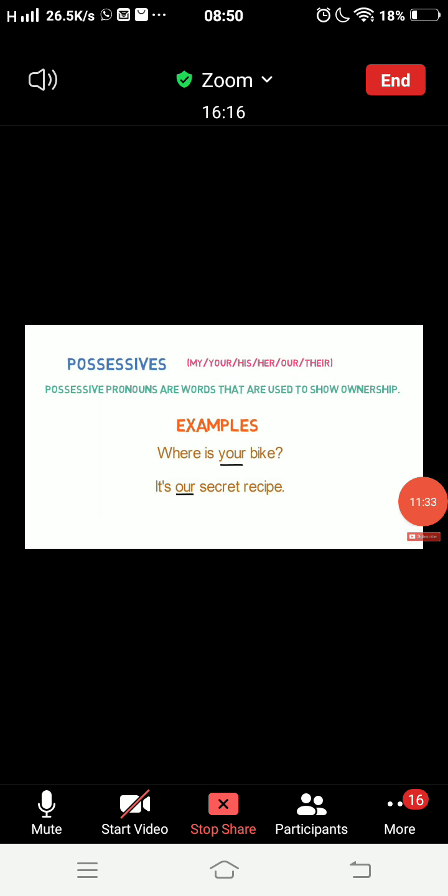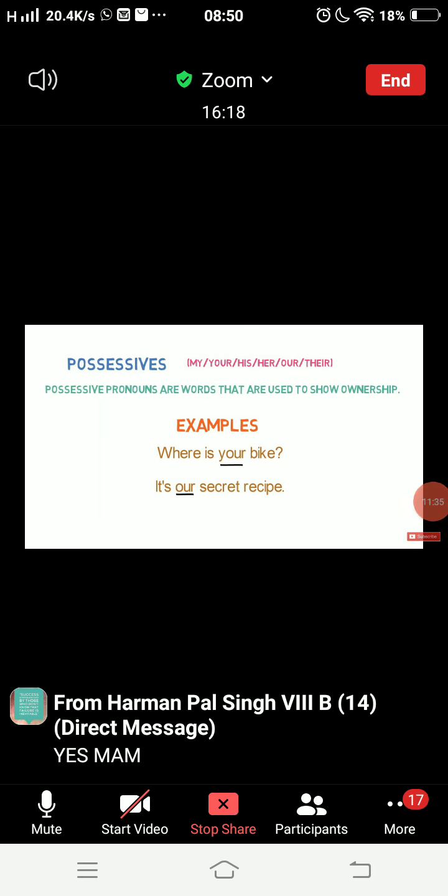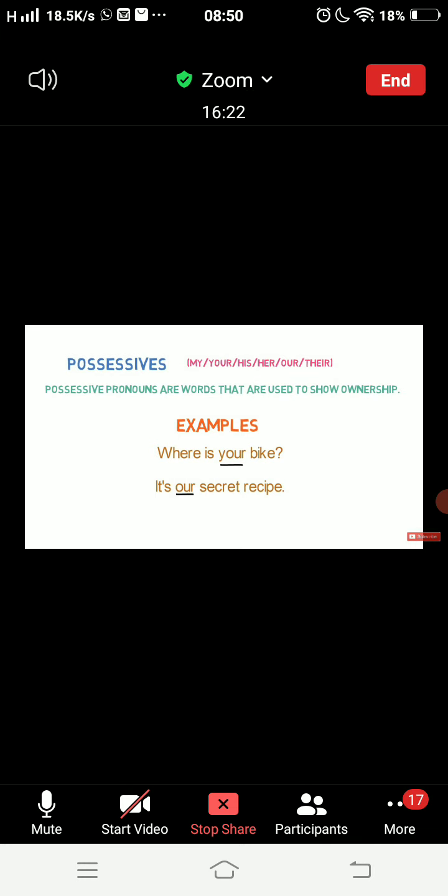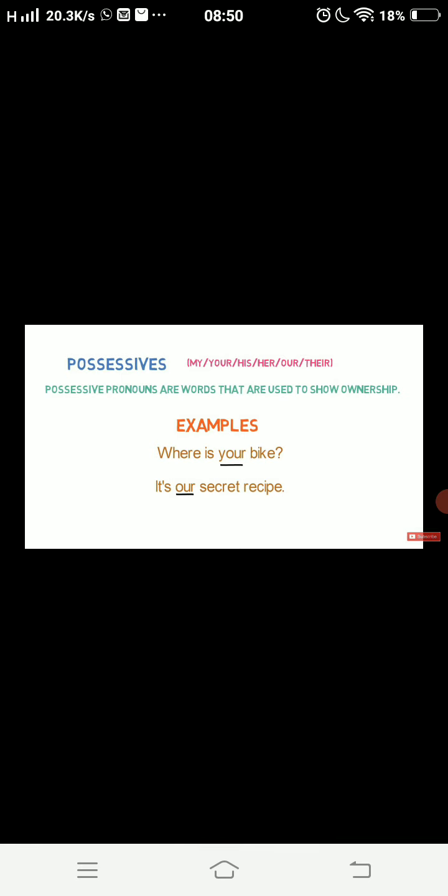After demonstratives, next we have possessives. Possessive shows your ownership. It shows your belongingness, that something belongs to you. Words like my, our, your, his, her, their all come in the category of possessive, because these are showing your possession.